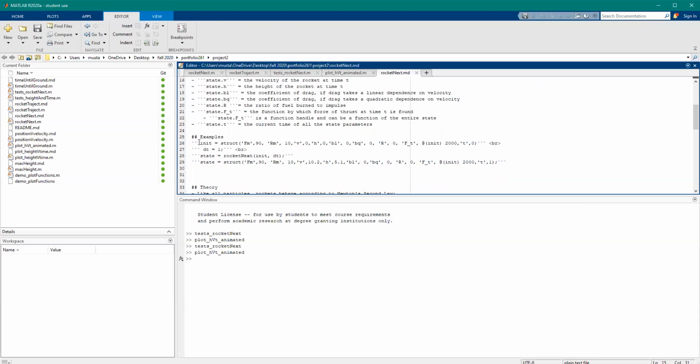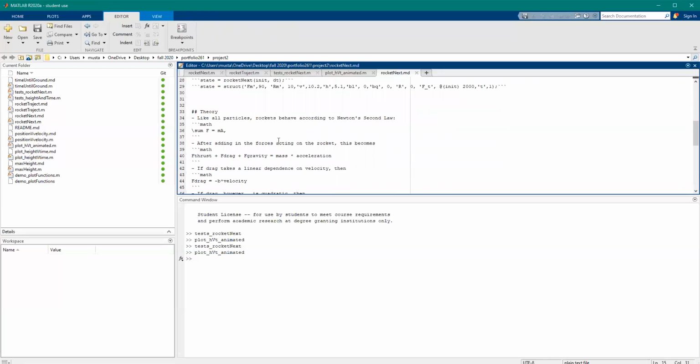An example here: you call the initial state, where it's 90, 10, 2000. This is from the by-hand calculation again, and this is what you get for your next state, as we saw before. So going more into theory, all particles behave according to Newton's second law, as I stated in the beginning. So the sum of F equals ma, mass times acceleration, equals the sum of forces.